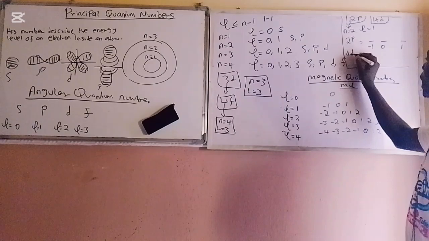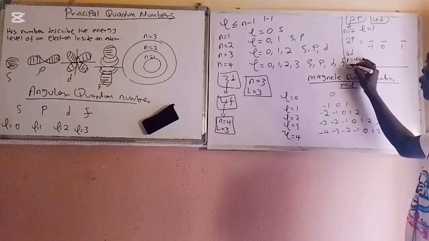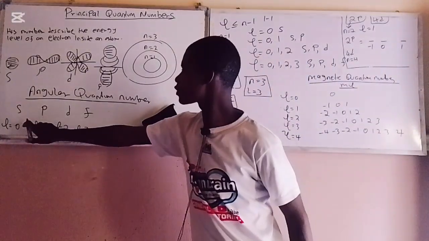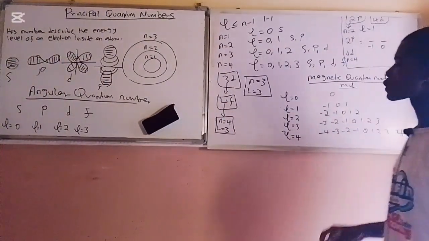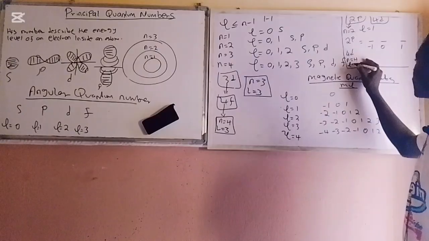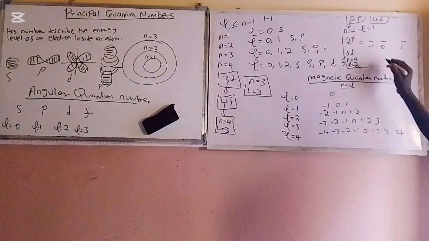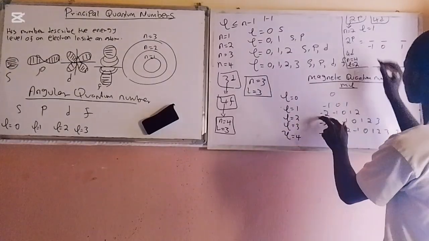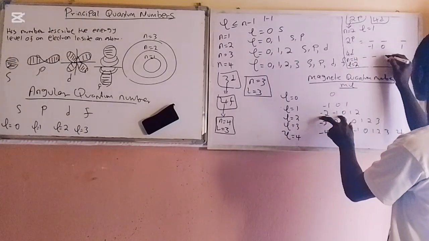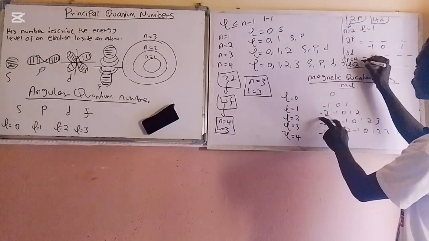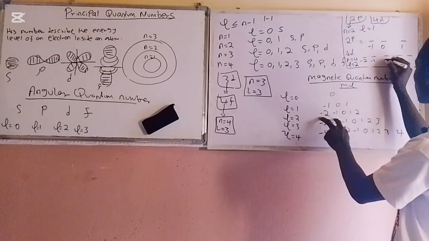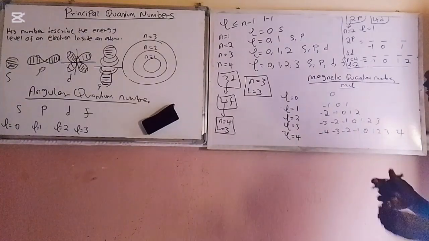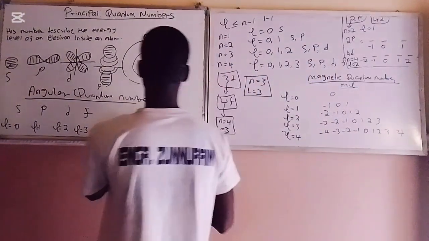Let's say for 4d. As we all know, n is 4. And what is l? d. I have s shell, p shell and d shell, which is equal to 2. So l is 2. So as you can see, I have to take the magnetic quantum number and see where l equals 2. I have minus 2, minus 1, 0, 1 and 2. So the next thing that I'm going to tell you is the electron spin.